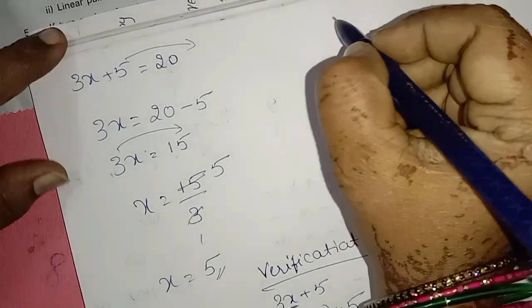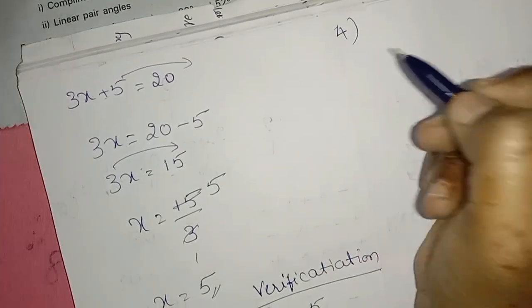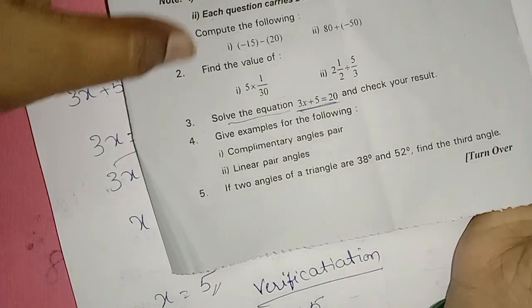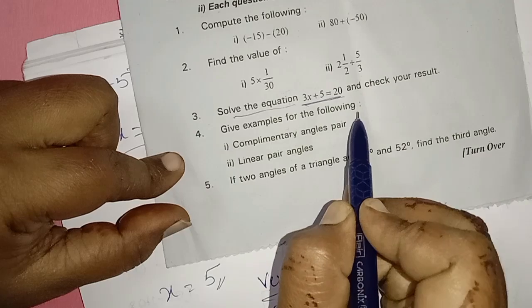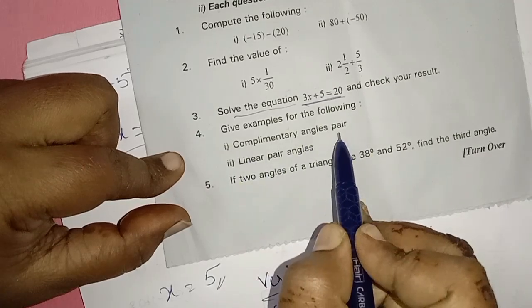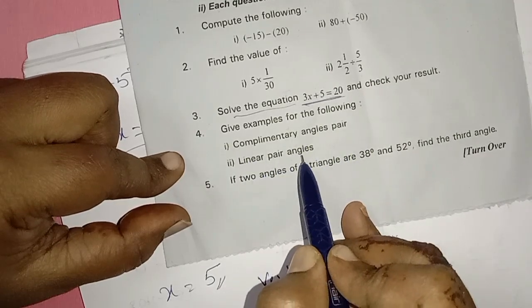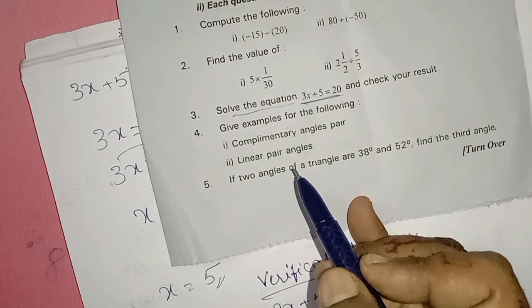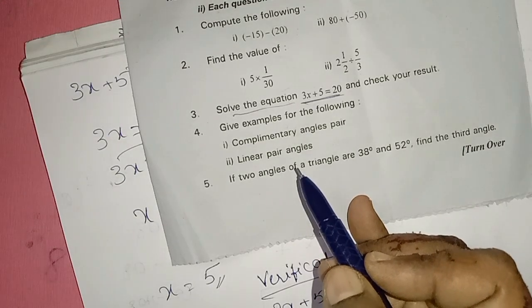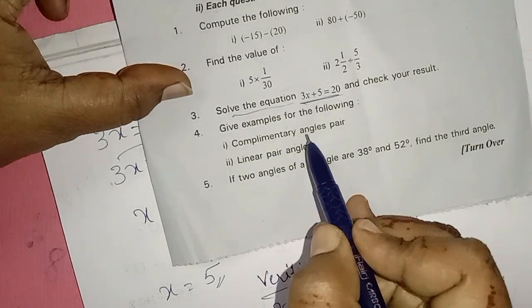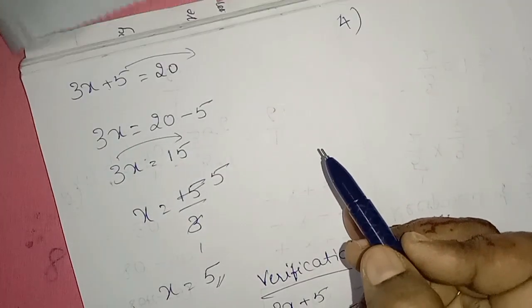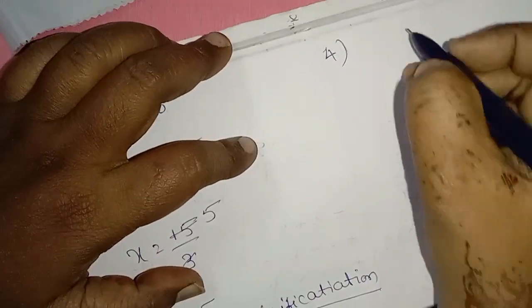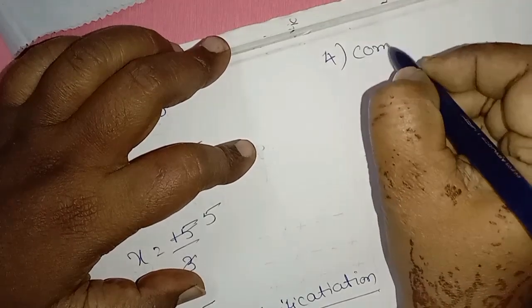Next question, fourth one. What is the fourth question? Give examples for the following. Complementary angles. Linear pair angles. Complementary angles means if the sum of two angles is equal to 90 degrees, then those two angles are called complementary angles. They asked for any one example of complementary angles.